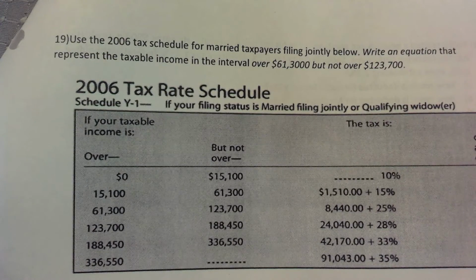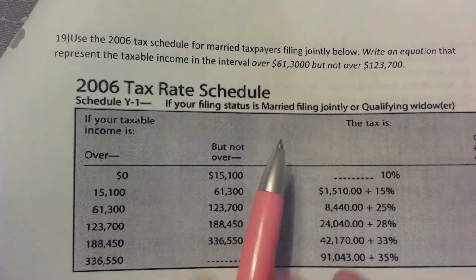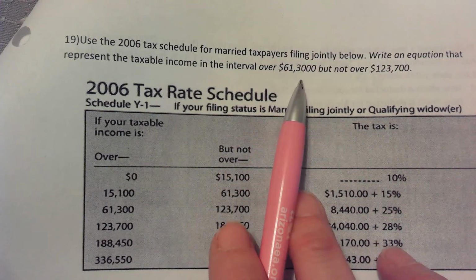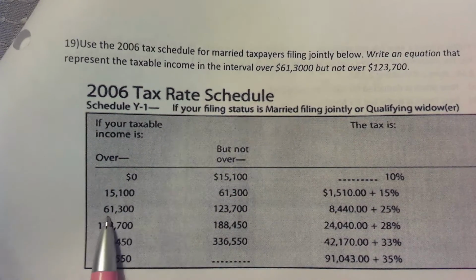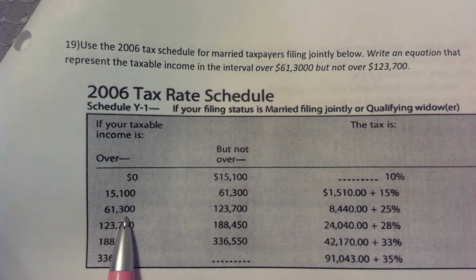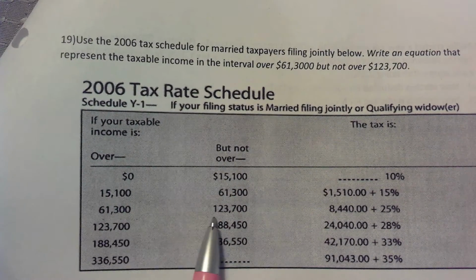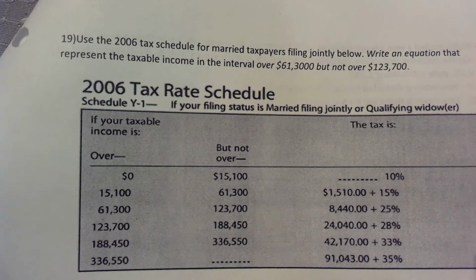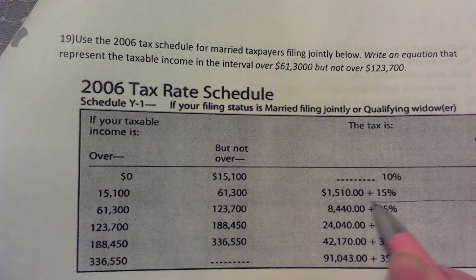Okay, almost done, everybody. Last page. Okay, so number 19. It says taxpayers, write an equation that represents the taxable income for over 61,300 but not over 23,700. So we're going to use this one. Based on those, we're going to use this one.